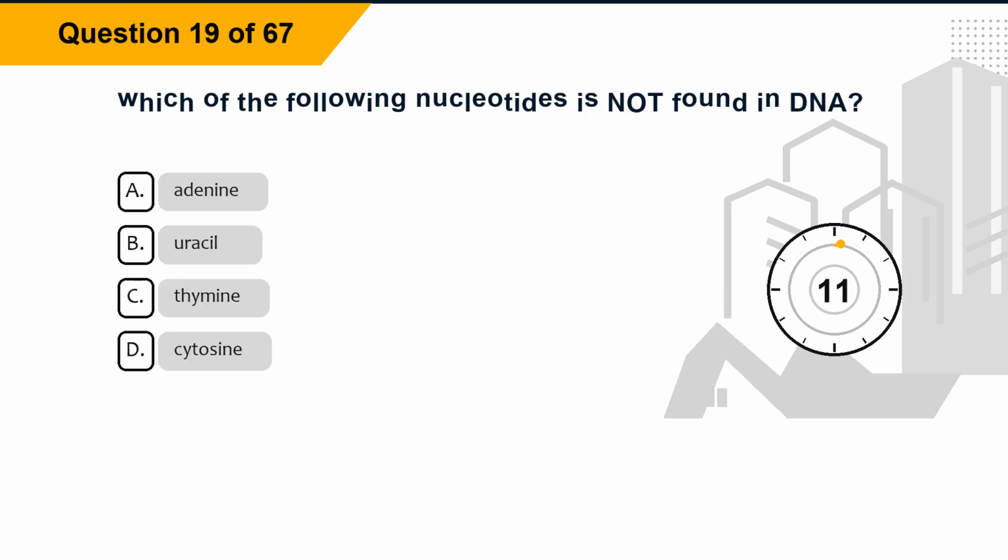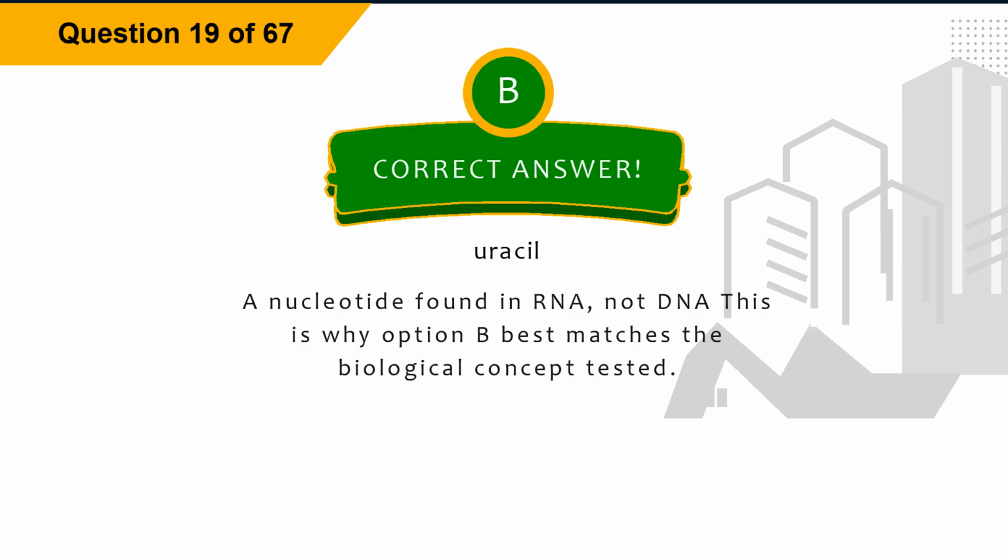Question 19. Which of the following nucleotides is not found in DNA? Option A, adenine. Option B, uracil. Option C, thymine. Option D, cytosine. The correct answer is option B, uracil. Explanation: a nucleotide found in RNA, not DNA. This is why option B best matches the biological concept tested.